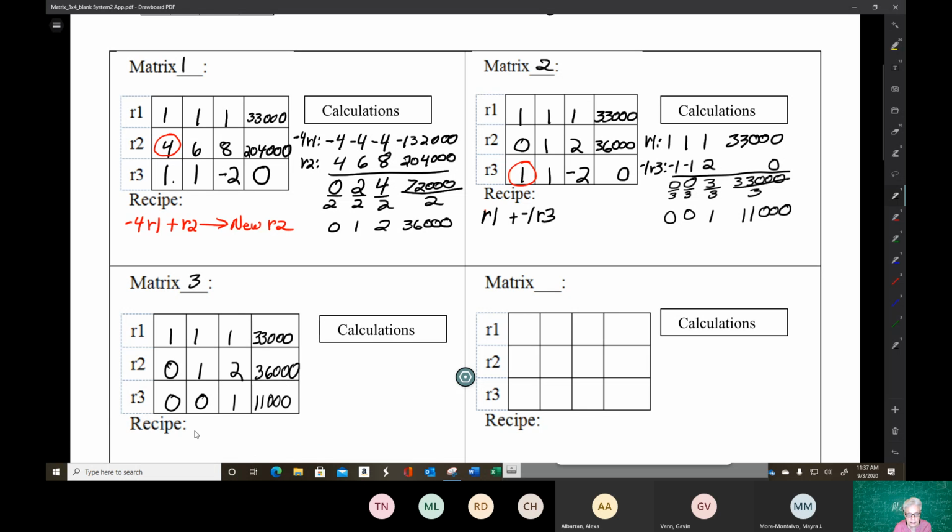All right, I know what Z is. Do you see that? That's one Z, because this is Z, this is Z, this is Z, this is Y, this is Y, and this is X. So I'm going to back solve. I know that Z equals 11,000.